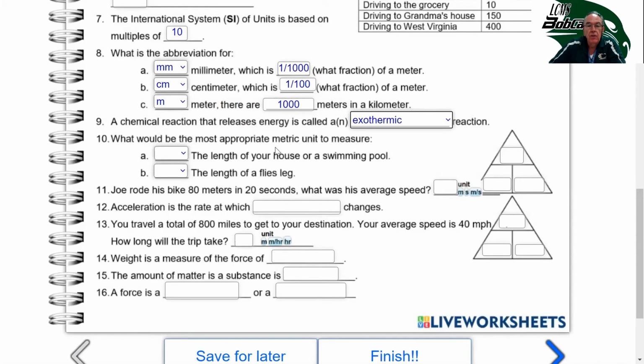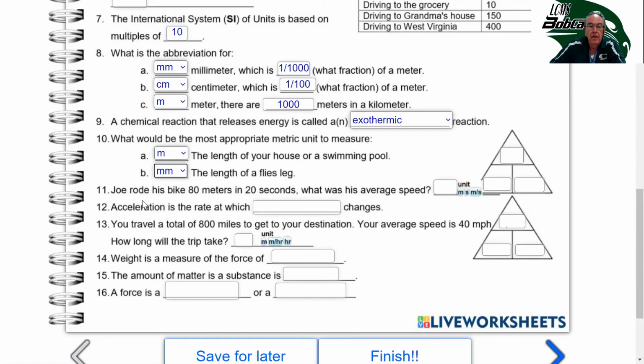What would be the most appropriate metric unit to measure the length of a swimming pool? Well, we wouldn't measure it in millimeters or centimeters. The length of the swimming pool or our house, we would probably be measuring in meters. And then kilometers would be too big. Okay? A fly's leg is very small, so we would be using millimeters, the thousandths of a meter.